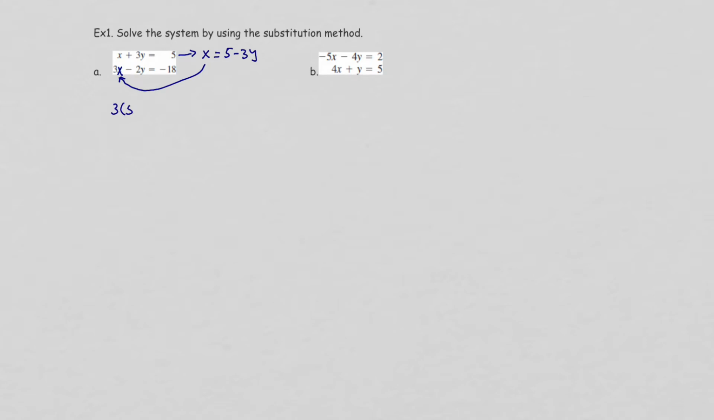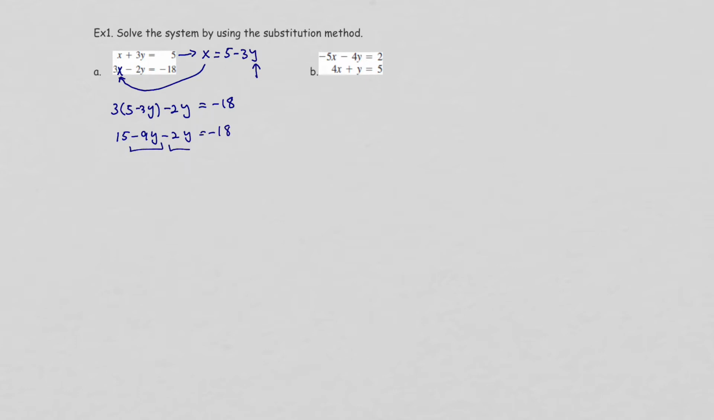Then I get 5 minus 3y minus 2y equals negative 18. By doing this substitution, I end up with one variable in one equation, so I can solve for y. Once I find y, I can replace it here and solve for x. To solve for y, I'm going to distribute the 3. That gives you 15 minus 9y minus 2y equals negative 18.